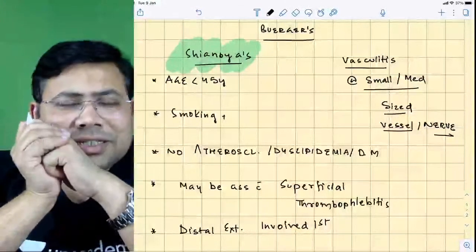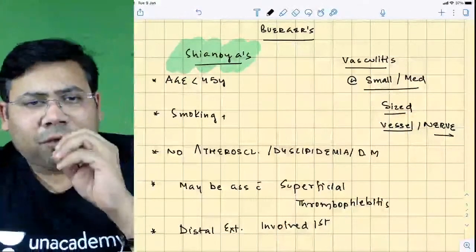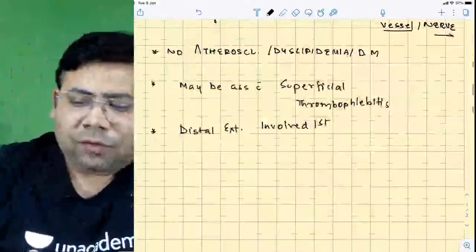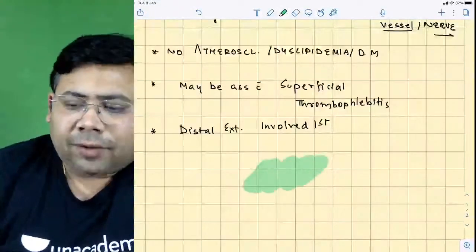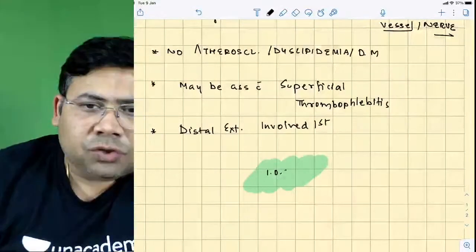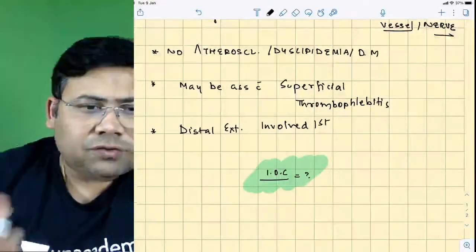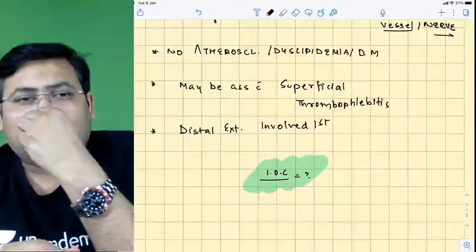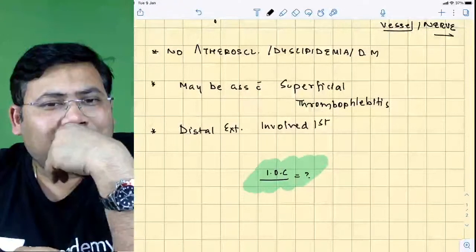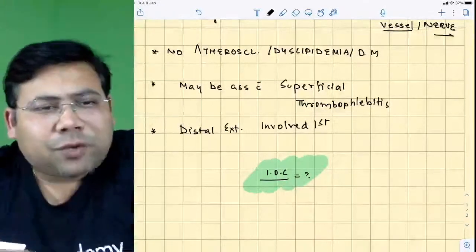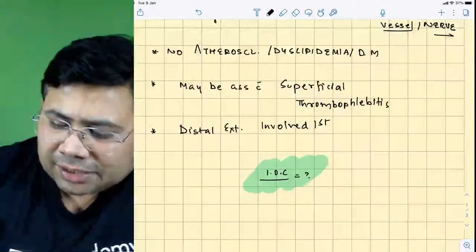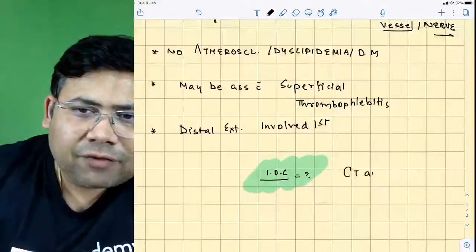Remember, the first thing that is important is to clinically try to establish the diagnosis of Buerger's, because once the diagnosis of Buerger's is made out, then you become more clear in what is the further line of workup. Students, what is the investigation of choice? Come on, answer me. The investigation of choice is CT angiography.